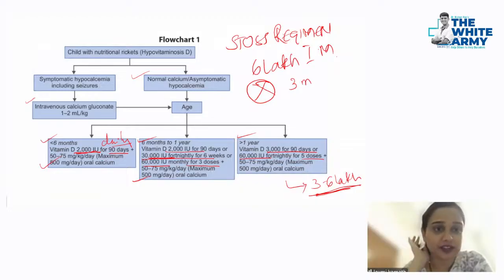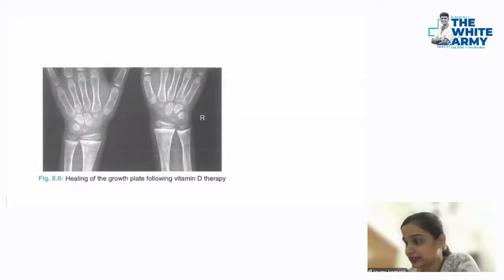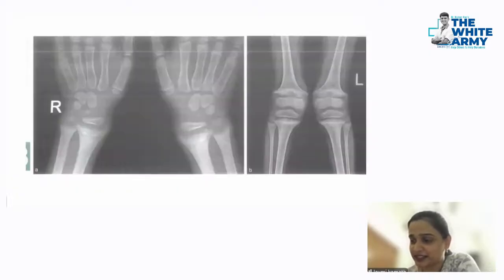Otherwise, we just do a radiological screening. So in radiological screening, if we get a line of healing, that means a line of mineralization, if it is seen, that means improvement. See, if you compare this X-ray, where there is splaying, there is cupping, there is fraying. Okay.